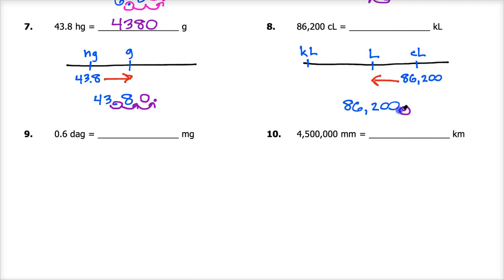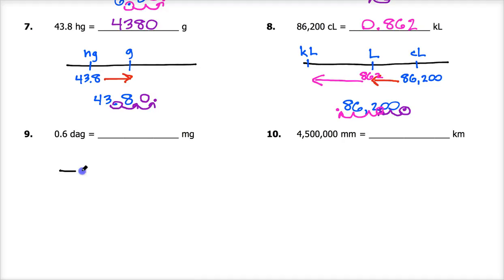So if I move my decimal point 2 places to the left, I'm at 862 liters. But now I need to go from liters to kiloliters. So that means I need to move this decimal point another 3 places to the left. So here's 862 liters. If I go 3 more places to the left, 1, 2, 3, I get 0.862 kiloliters. 0.862 kiloliters.